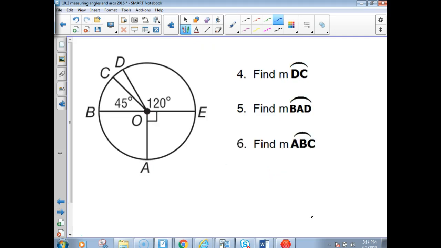Okay, number 4, find arc DC. I would like to see if maybe you guys could give me a strategy for finding that. How would you figure out that little angle? We need to know this angle right here. Are you ahead of me? That's what I'm wondering, because I just see people busy. If you're busy and figuring it all out on your own, make sure you're checking. How did you find this little angle?